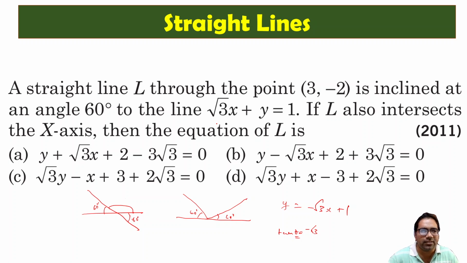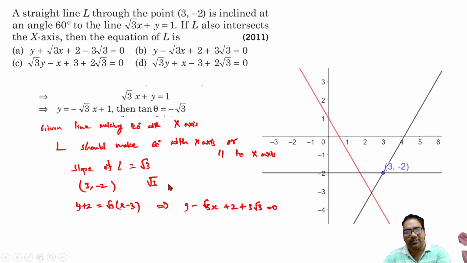So this line is making a 60 degrees angle with the x-axis. What does that mean? Another line which is making 60 degrees with this line should look something like this. Then this angle is 60 degrees. This is one option. Or directly parallel to the x-axis. It should be parallel to the x-axis, because the x-axis is making 60 degrees with this line. Because the slope angle of this one is minus 60 degrees. That means the line which is making 60 degrees with this line should make 60 degrees with the x-axis, or should be parallel to the x-axis.